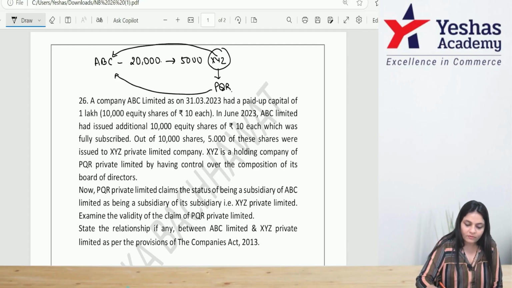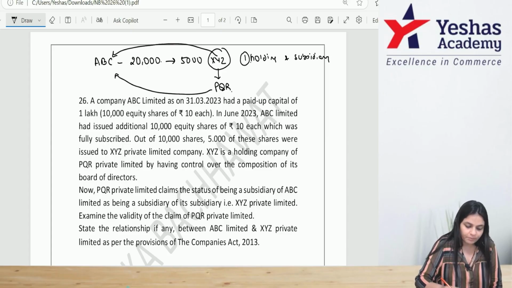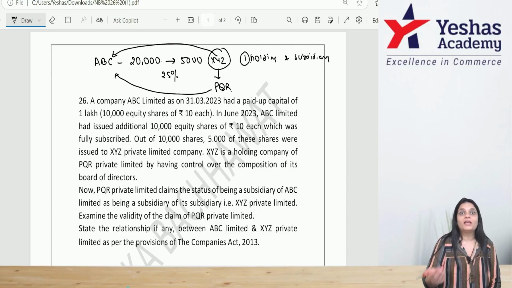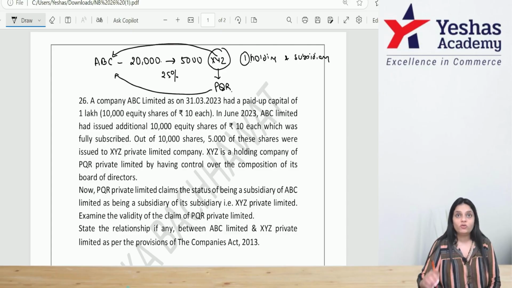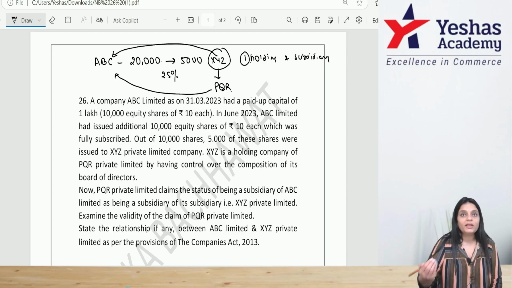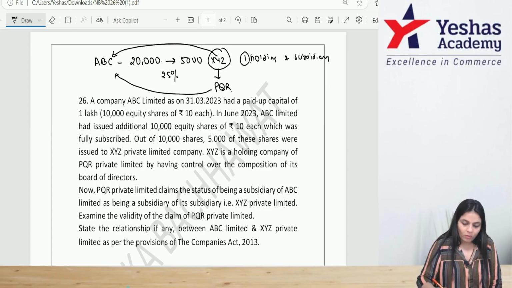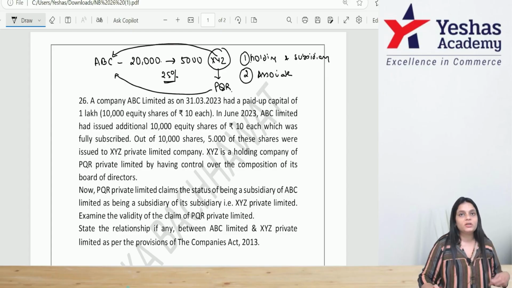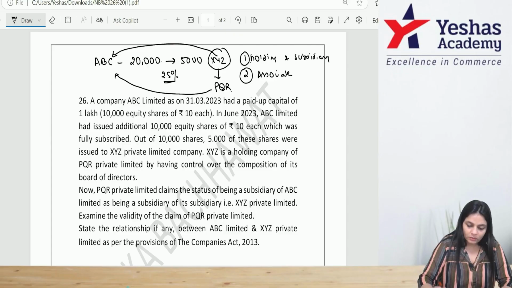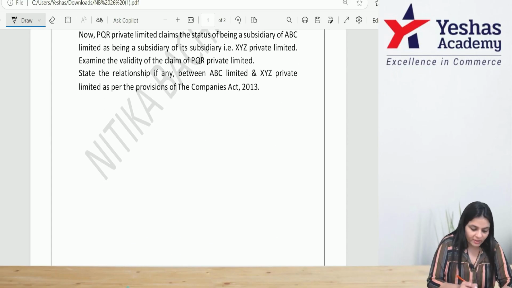So, first of all, we have to discuss the concept of the relation of holding and subsidiary here. Since the holding is only 25%, even if it was holding subsidiary, it wouldn't be XYZ which is the subsidiary, but rather ABC would have been the subsidiary. But anyway, the holding is only 25%, so holding subsidiary is not possible. What is the relationship between ABC and XYZ? It's 25%, so it's associate. So another thing that we have to write here is about associate, right? So let's start writing the answer. These are the provisions that we are supposed to write.